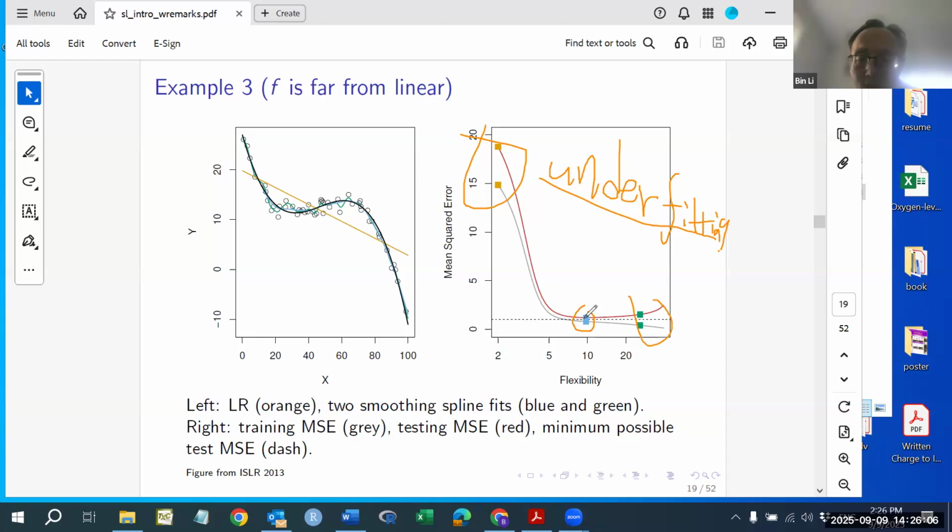Okay, so in practice, how do we choose the right model? The right model is the one that usually minimizes the test error, not the training error. So that's very important. Okay.